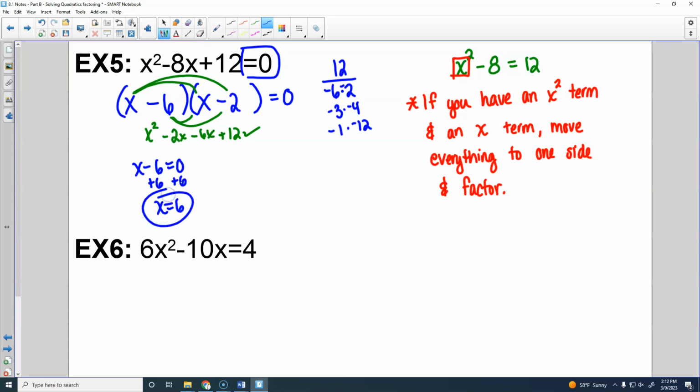I don't mind if you do that part in your head. It's fine. You don't have to necessarily write down those steps. But I'm going to, just to be real clear what's happening. Over here, if x minus 2 equals 0, it'll make the whole thing 0. So we could add 2 to both sides there. x would equal positive 2. So positive 2 or positive 6 will work for our answer.